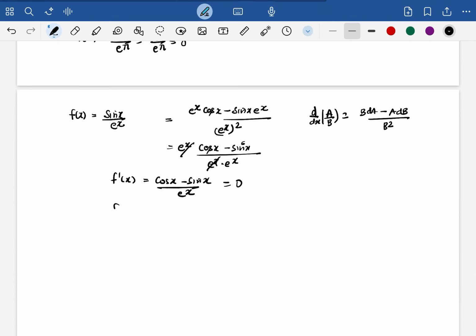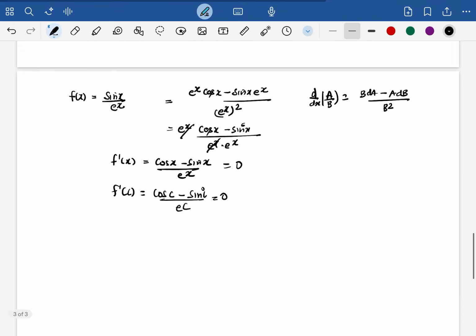And this should be equal to 0. Can we say f dash c? So what is f dash c? Cos c minus sin c by e to the power c is 0. So the denominator cannot be 0, hence making the numerator 0. So cos c minus sin c is equal to 0. Can we say tan c is equal to 1? And tan c is 1, so what is the value of c?